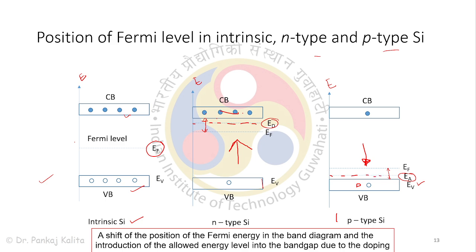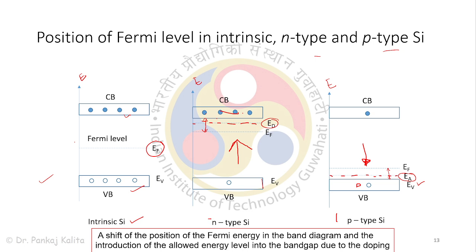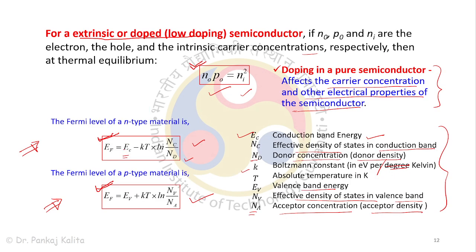Okay, so you see how this Fermi level has been affected by doping, whether in n-type or p-type. In terms of the Fermi level for n-type material and p-type material, the formula can be understood as follows. For n-type, the Fermi level has shifted toward the conduction band: it is the energy of your conduction band minus kT ln Nc by Nd. Here Nc is your effective density of states in the conduction band, and Nd is your donor level, the donor concentration or donor density.